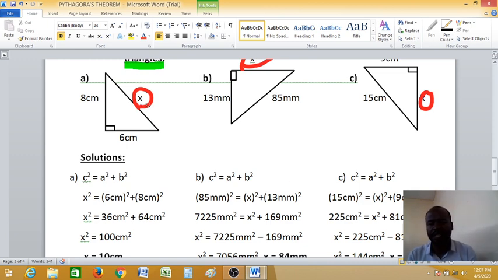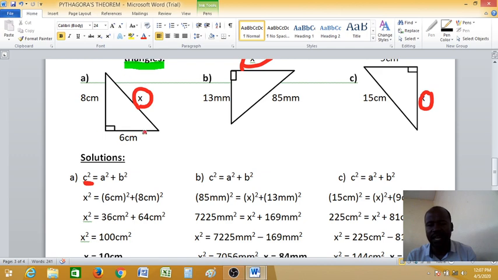So as you can see, this x given here is the side which is opposite to the right angle. So this x stands for the hypotenuse. So the solution says c squared, which is the hypotenuse squared. By definition, the hypotenuse c squared is equal to a squared plus b squared, where a and b are the other two sides, or the legs, of the right angled triangle.